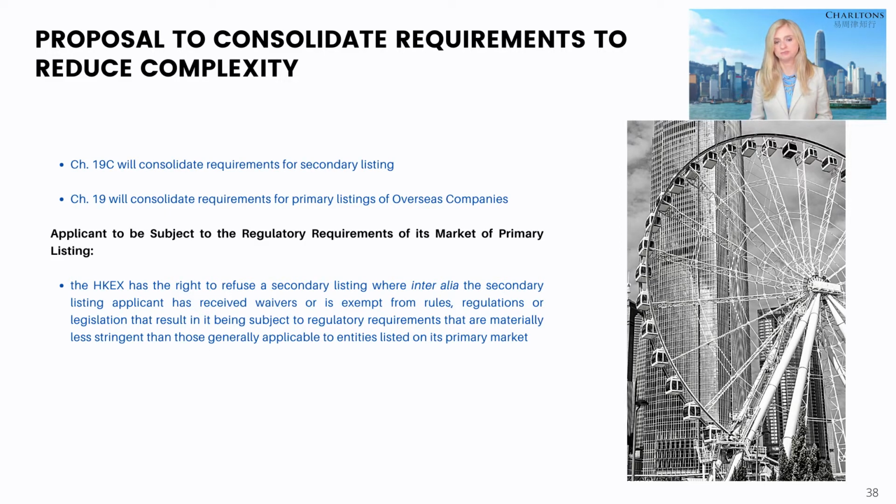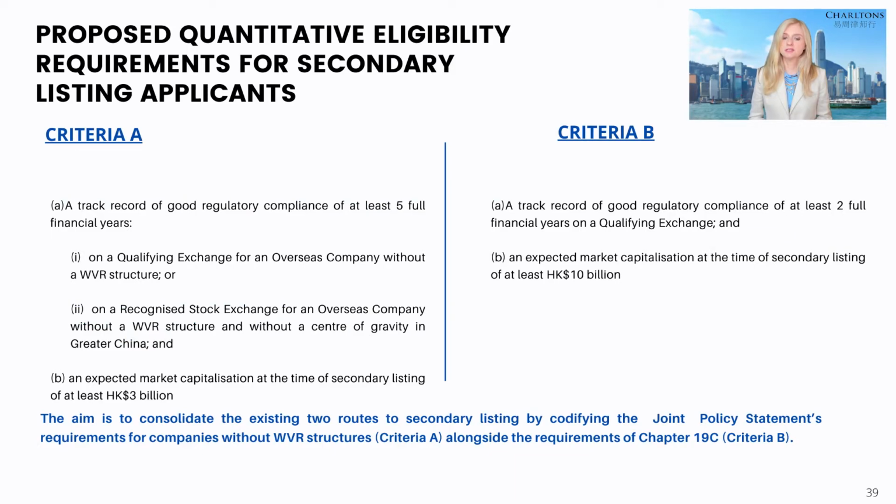The proposed provision aims to ensure that the Hong Kong Exchange can rely on the regulatory regime of companies' primary listing market. To deal with concerns that companies with a centre of gravity in Greater China are subject to higher quantitative requirements for secondary listing, even if they don't have a weighted voting rights structure, the Hong Kong Exchange is proposing that all overseas companies without weighted voting rights structures, including those with a centre of gravity in Greater China, be allowed to seek a secondary listing and enjoy automatic waivers by meeting one of the two sets of quantitative eligibility requirements.